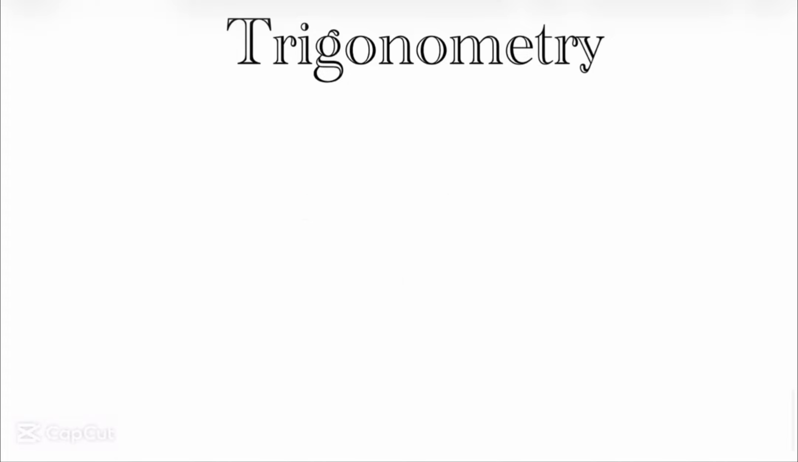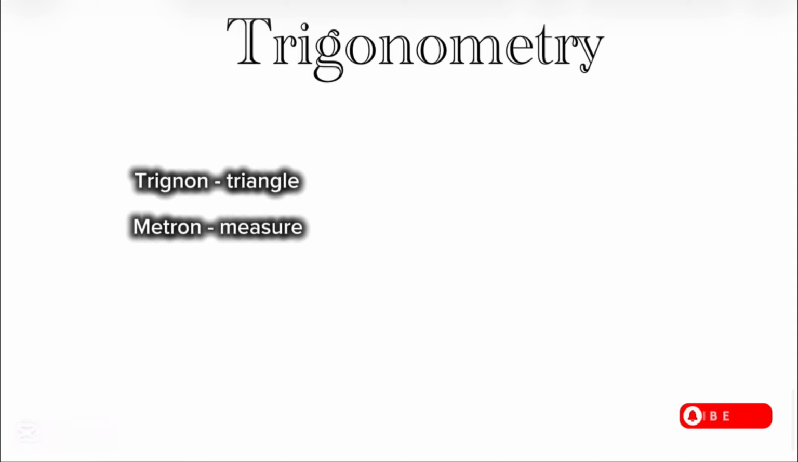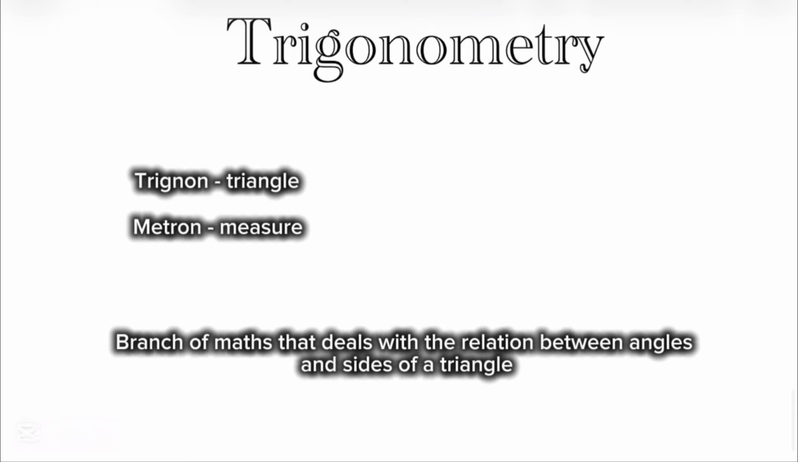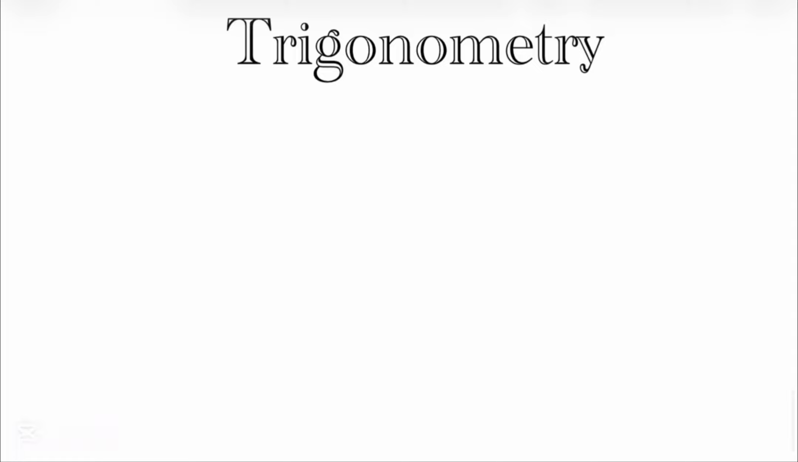What is trigonometry? It is made up of two Greek words, trigonon, meaning triangle, and metron, meaning measure. Literally, it is the branch of mathematics that deals with the relation between sides and angles of a triangle. It has some ratios called trigonometric ratios. The first ratio we have to study is sine, which is the ratio of perpendicular and hypotenuse in a right triangle.